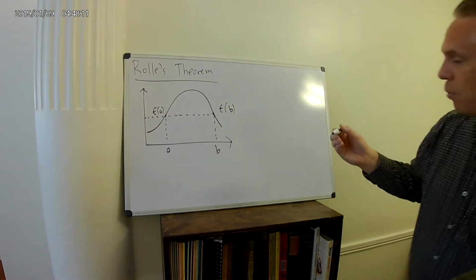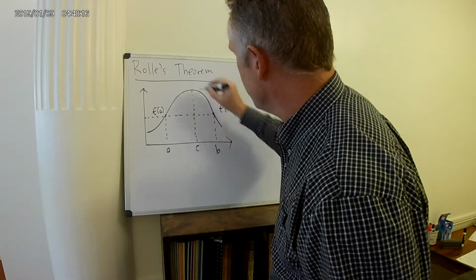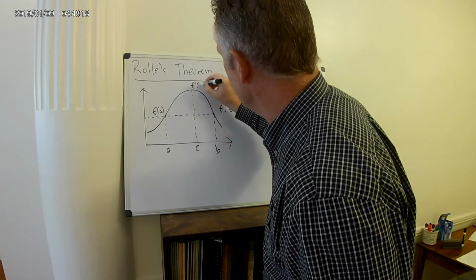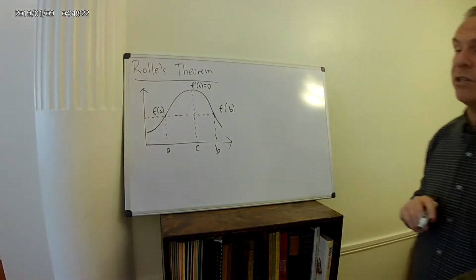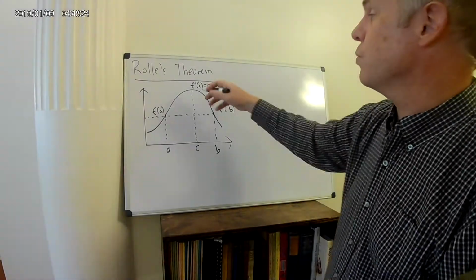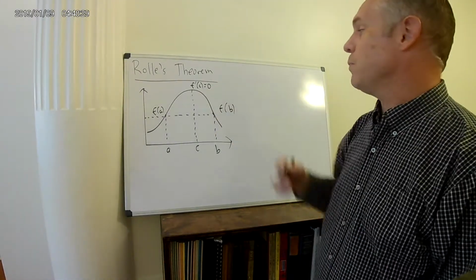Then there must be some point c, right? And c would be this point. There must be some point c where f prime of c equals 0. In other words, where the derivative of the function at that point c equals 0. In other words, where we have a slope of 0. In other words, where we have a maximum or minimum.